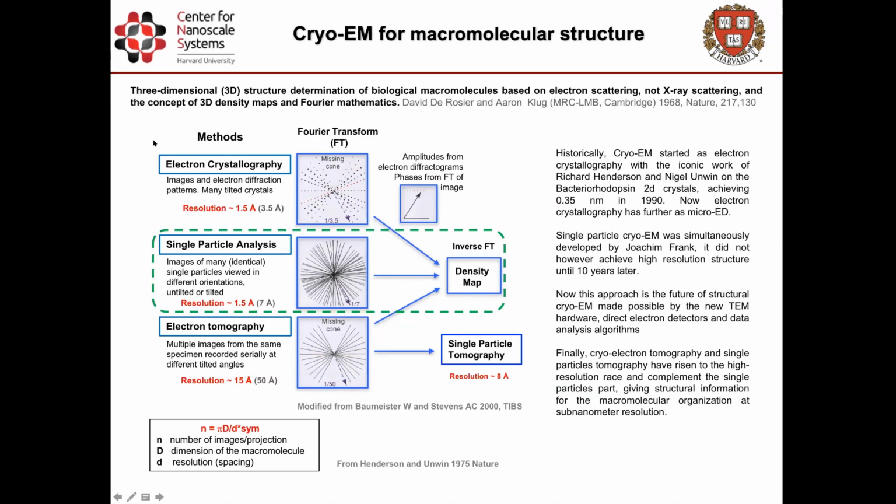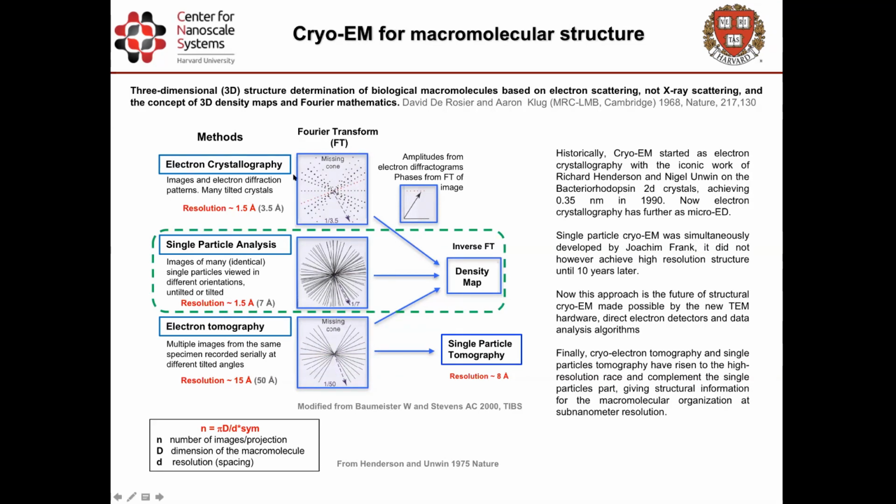The first one historically is electron crystallography, and this is a paper from Baumeister and Stevens of 2000. The numbers in gray reflect the resolution we had in the year 2000, and the numbers in red reflect the resolution we had last year, I believe, but it's quite accurate today, because it depends if you take the highest resolution or the average one. Electron crystallography is derived from X-ray crystallography. The difference is that we use 2-dimensional crystals. We don't use 3-dimensional crystals.